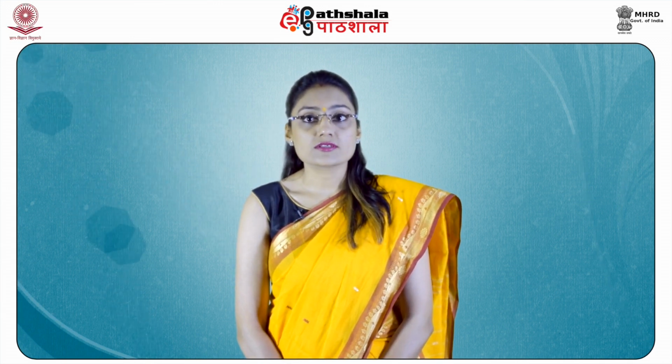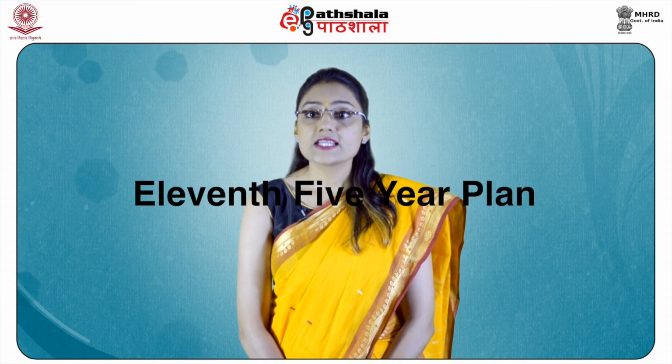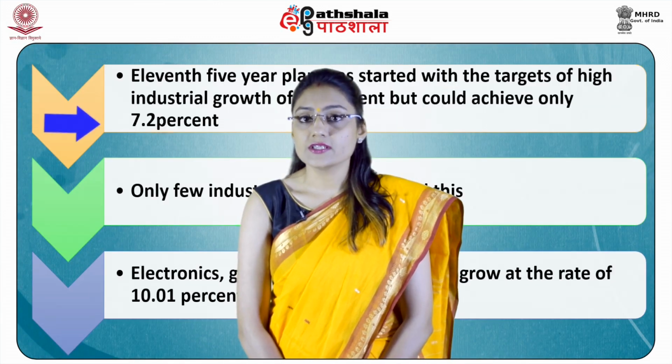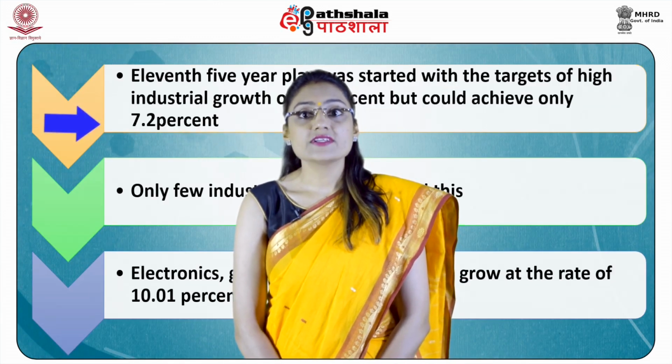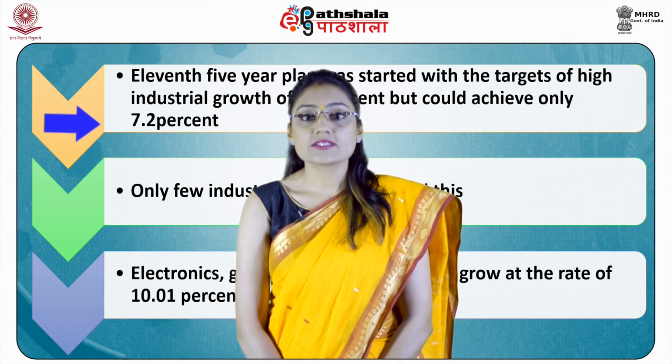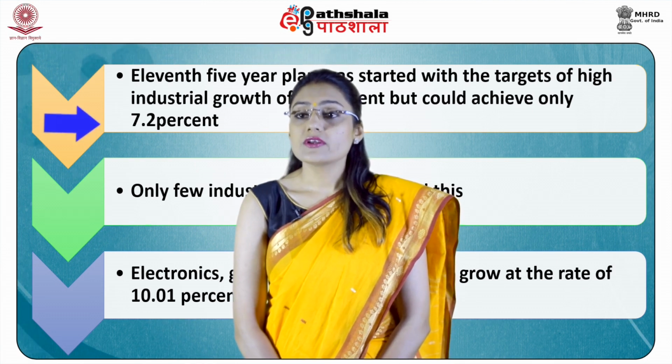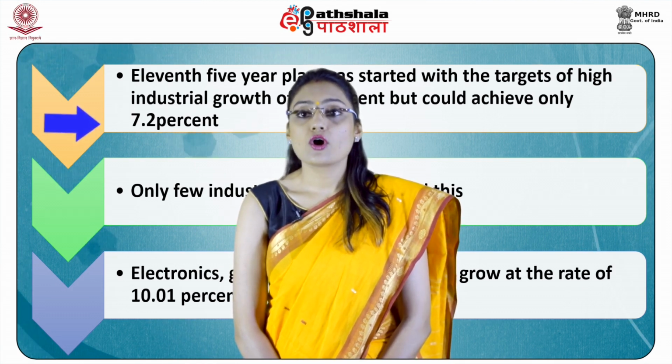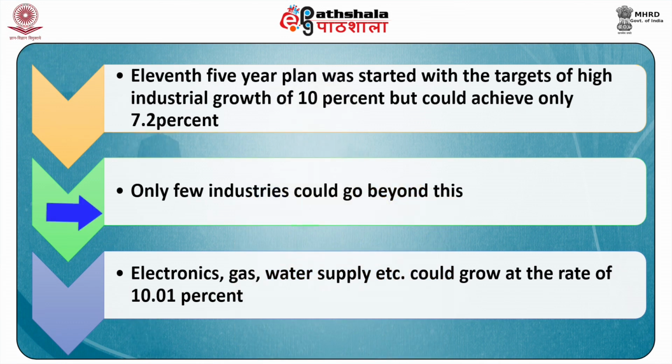The main focus of the 11th five-year plan, which started in 2007, was creating an industrial environment in which the private sector as well as the public sector companies could become more efficient and competitive. The plan targeted industrial growth of 10% but could achieve only 7.2%. Only few industries could go beyond this. Only electronics, gas, water supply, etc. could grow at the rate of 10.01%.